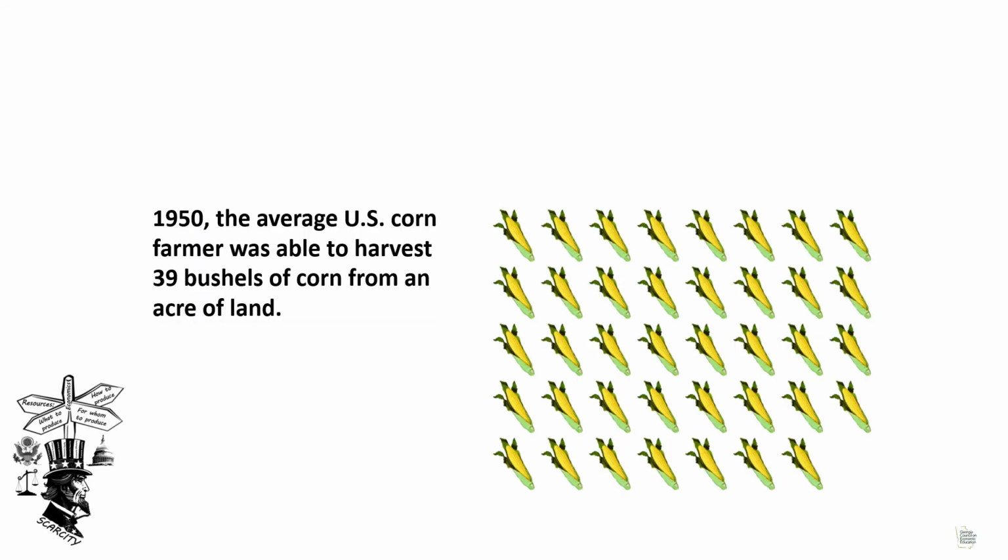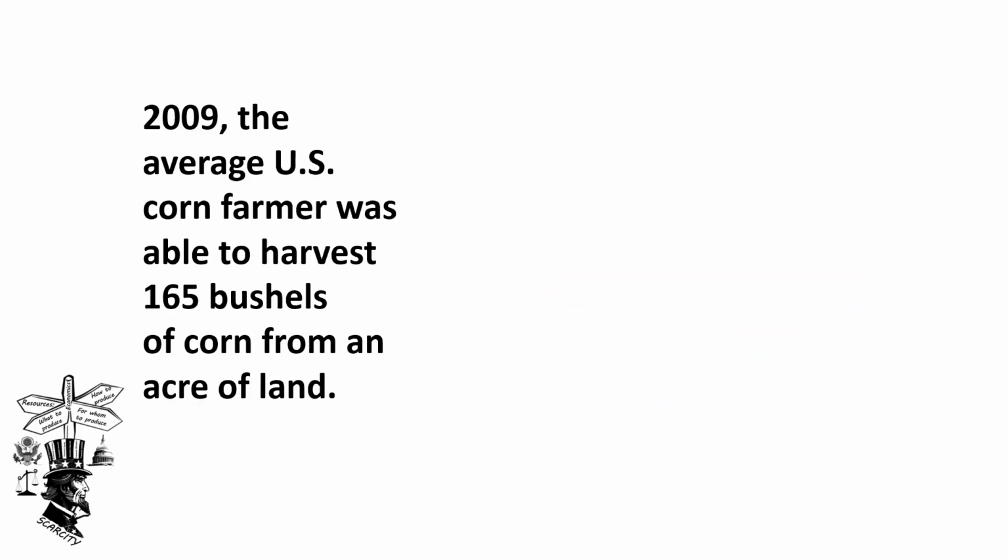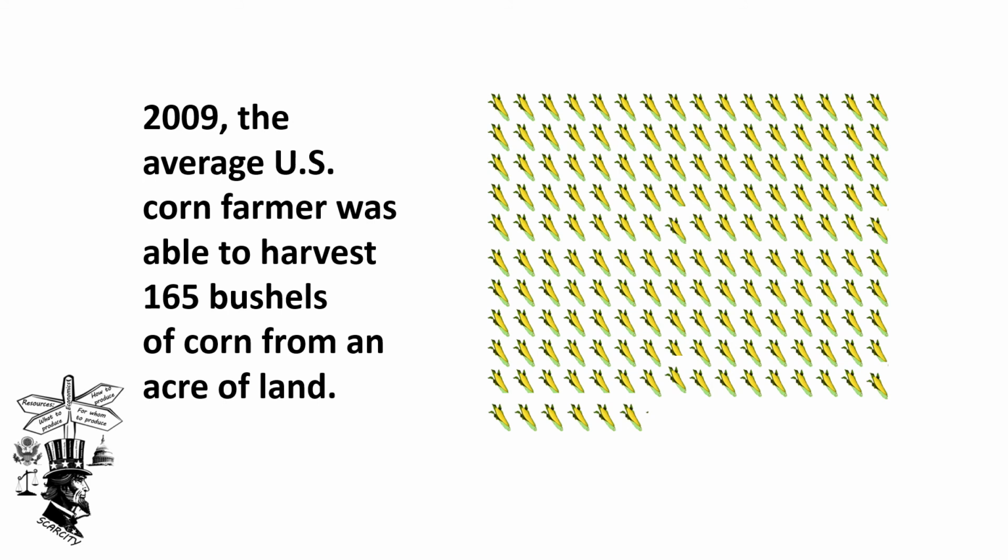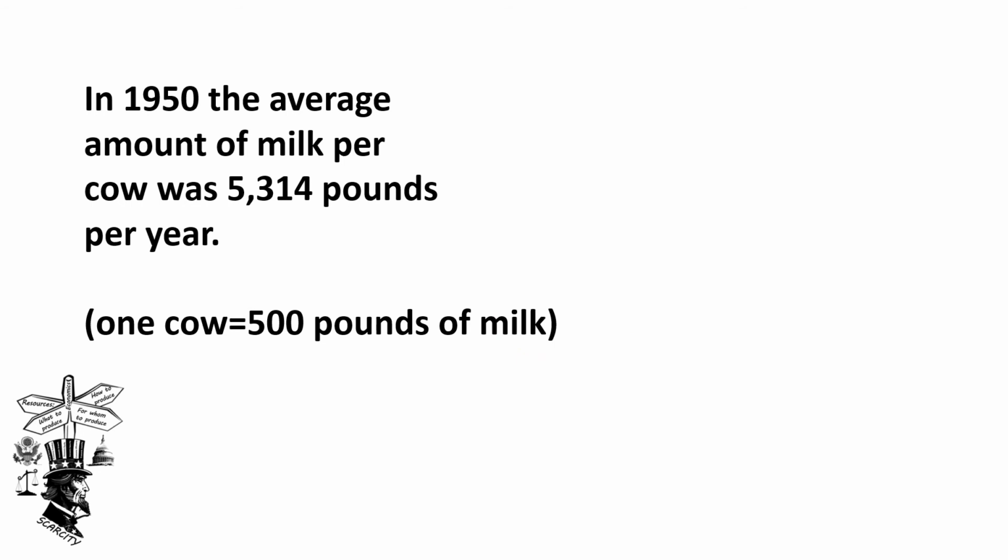This is productivity. In 1950, the average U.S. corn farmer was able to harvest 39 bushels of corn from an acre of land. Okay, in 2009, 165 bushels. One thing that didn't change was what? The acre of land, right? An acre of land is an acre of land, the same size. We just got better at actually producing things.